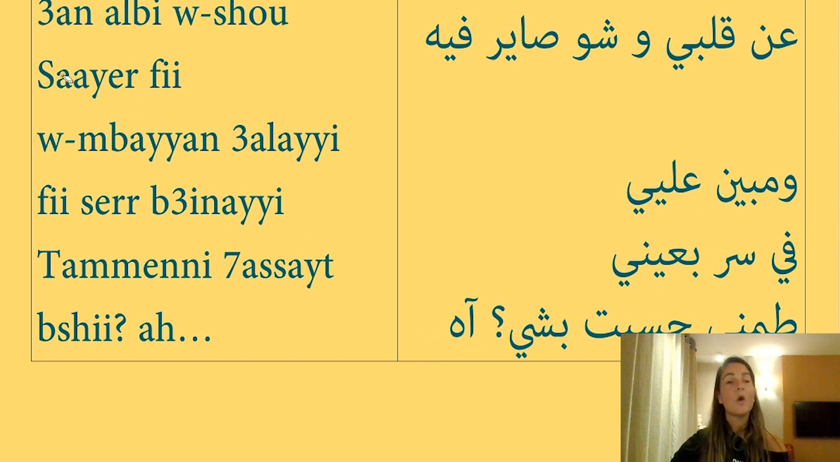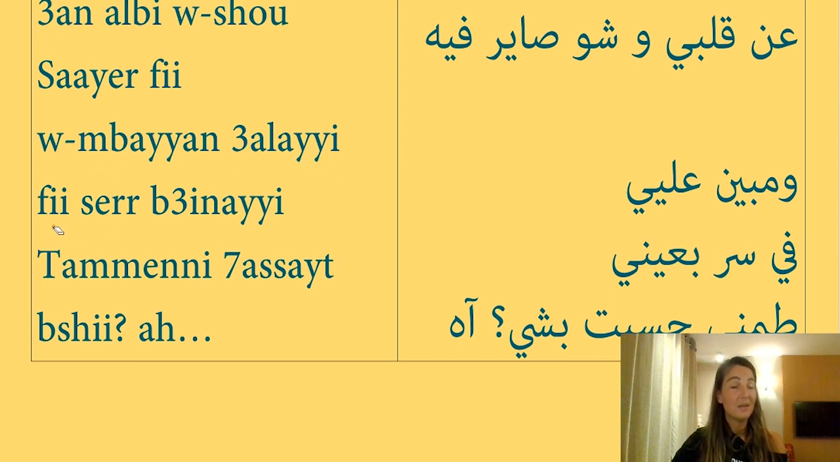Let's break it down. ومبين علي. مبين, it shows. علي, on me. على means on. علي means on me. Again, in Lebanese Arabic, we have to pronounce it علي. مبين علي. It shows on me. Again, here, مبين, I'm translating it as a verb, it shows. But it's not a verb. It's a participle. And it means the shown, literally the shown, on me, which means it shows on me, basically. ومبين علي, and it shows on me.